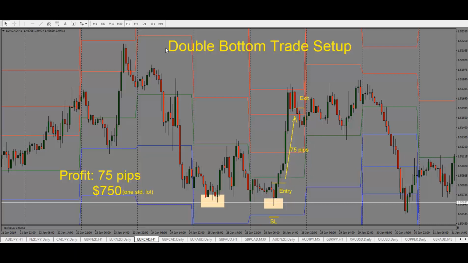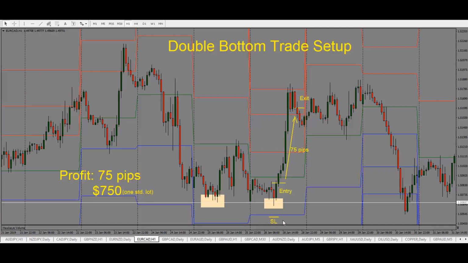So just to recap here, this is our double bottom trade setup. A double bottom trade setup is when price comes into a support level and then rejects that level twice. In this case, price comes here, pushes off of this level, comes into the same level again, and we get this bullish engulfing candle close. So that makes our double bottom.